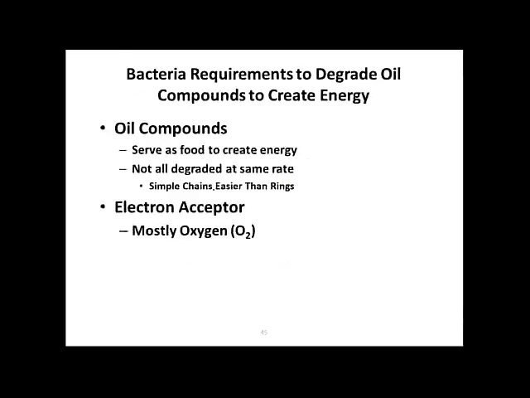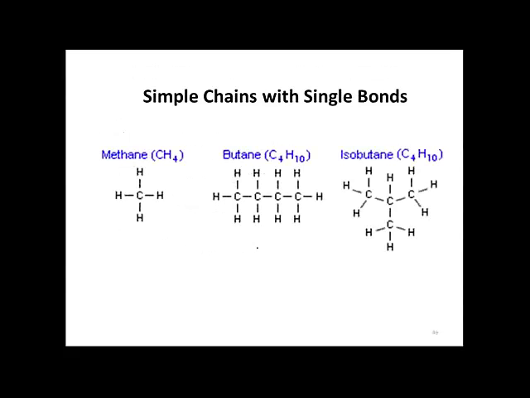Okay. So, the oil compound serves as food to create the energy, but not all the compounds are going to be degraded at the same rate. The simple chains are easier than the rings. Remember the rules that we talked about. And for the most part, oxygen, except in mud and a few other environments, is going to be the electron acceptor.